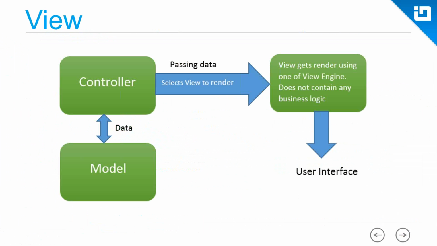What the controller does is fetch data from the model, application data based on certain business logic, and pass that data to the view. We'll see later what the different ways to pass the data are. And then the view gets rendered using one of the view engines, and does not contain any business logic. View does not contain any business logic, that you need to keep in mind. So this is how a view works. Let us go back to Visual Studio and see a demo on views.